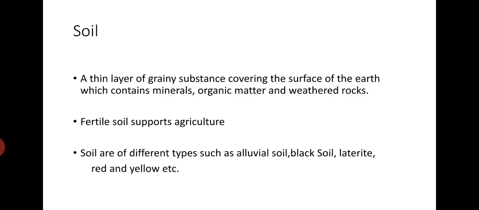Laterite soil is found in the area where the temperature and rainfall are high, and red and yellow soil is basically found in the area where the amount of rainfall is less and the area has crystalline rocks.